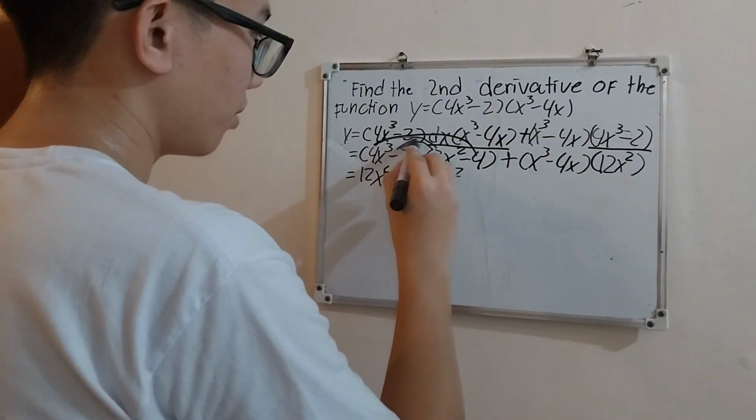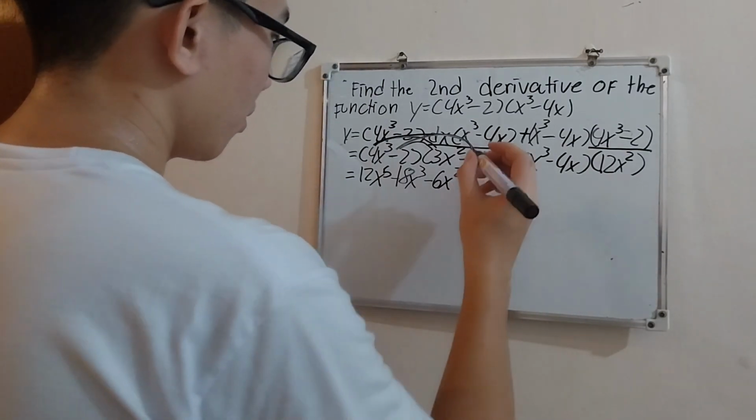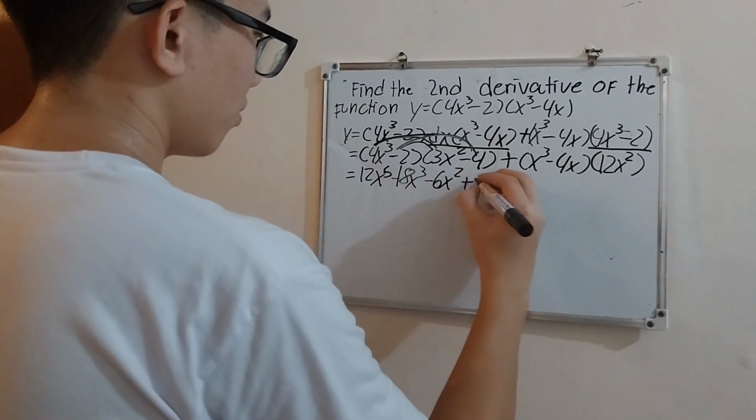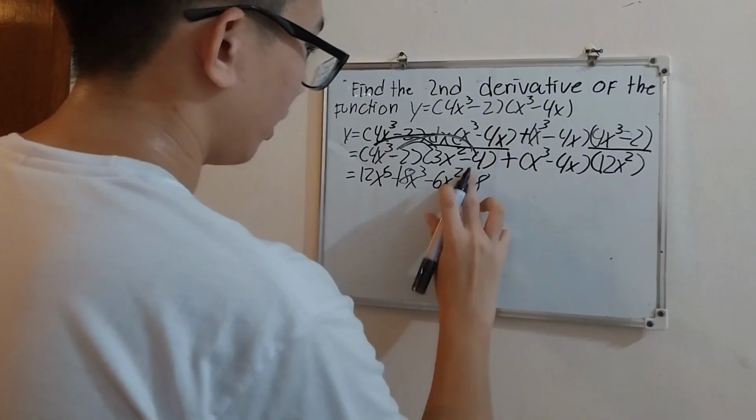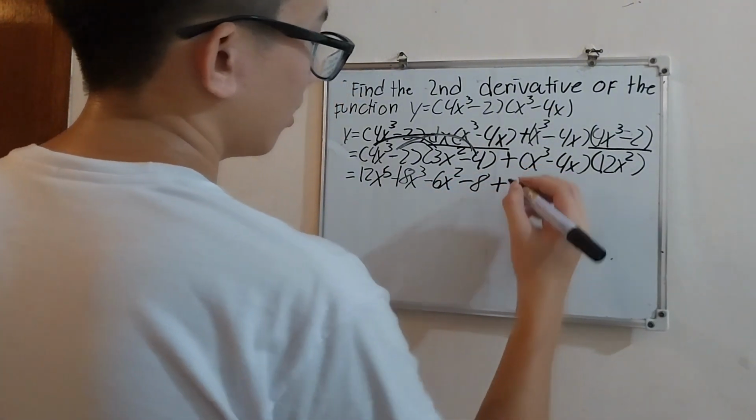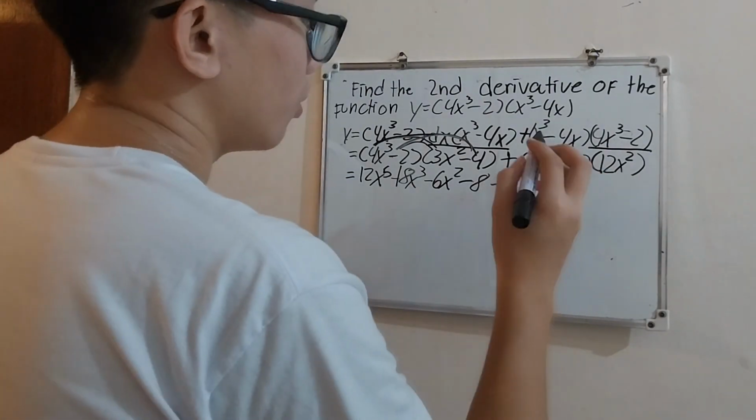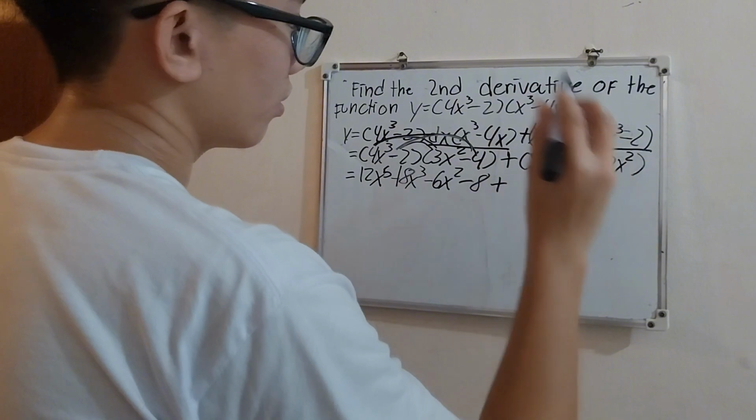Negative 2 times negative 4 is equal to positive 8, negative 8 plus, you will distribute this as well.